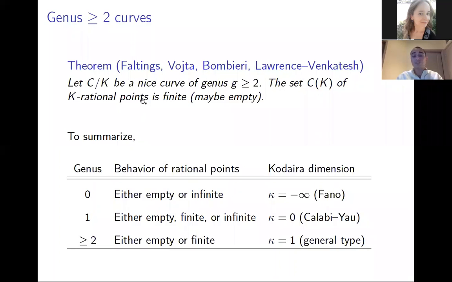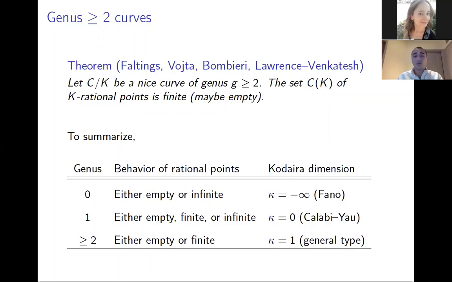And when the genus is greater than or equal to 2, the rational points can either be empty or finite. And here, the Kodaira dimension is equal to 1. And this is what's called a variety of general type. So I won't define what the Kodaira dimension is, but this is a number attached to a variety of dimension n that goes from -infinity to n. And it sort of gives us a way to classify varieties.